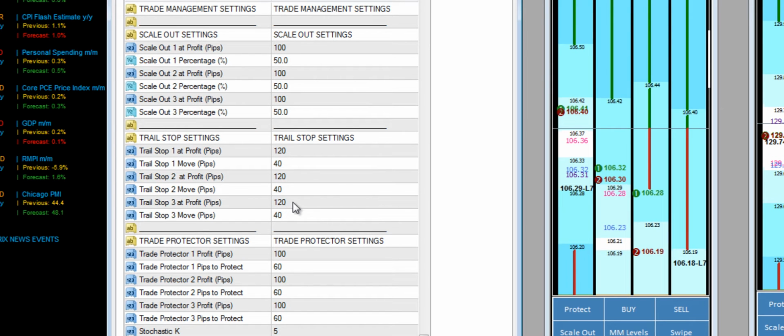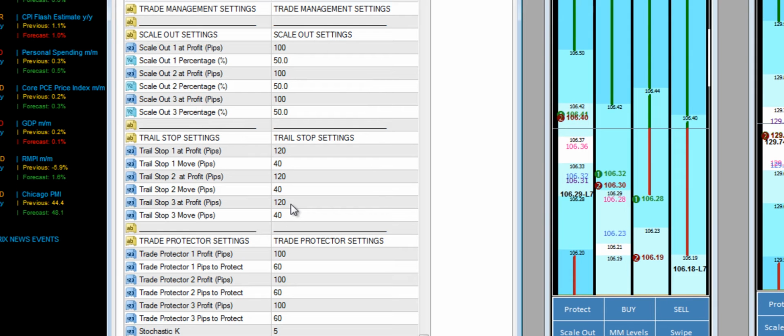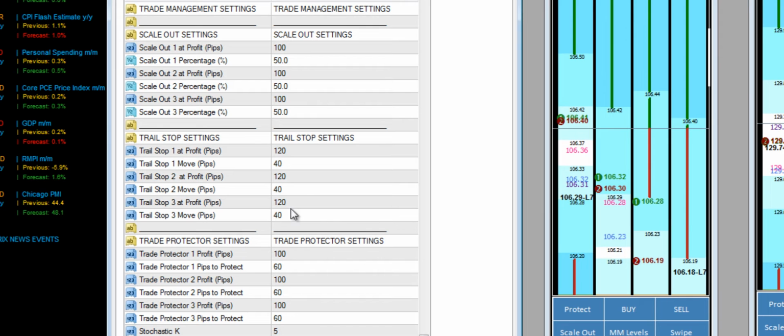Once I'm up by 12, trail my position by 4 pips behind. So it'll be plus 8. If I go up to plus 13, it'll be plus 9. If I go up to 14, it'll be plus 10. That's how the trail stop's going to work. If it goes down, it won't move. So if the trail stop moves up to 10 and you're at 14, and then you're only up 13, you're only up 12, you're only up 11, then you're up 10, it'll take you out at the 10. So the trail stop only moves in the direction of the trade.